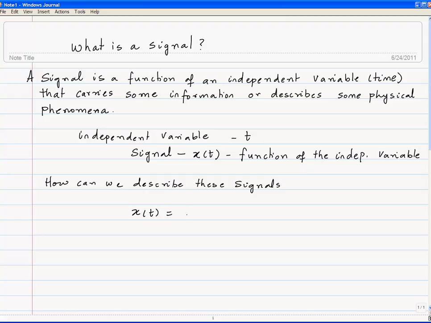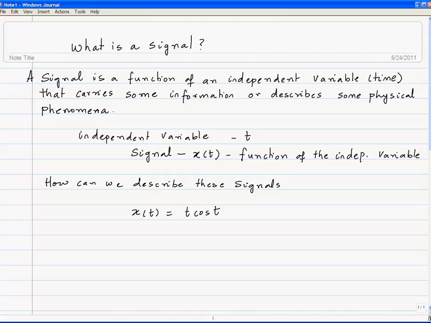So one way to do this is to explicitly write a mathematical expression. For example, I could write an expression like this: x of t is t times cosine t. So what does this mean? For any value of t you choose, you can compute x of t, right? If you take the set of values taken by x of t for all values of t, then this is your signal.